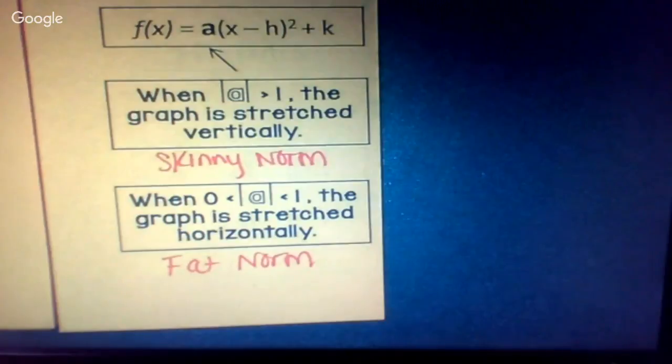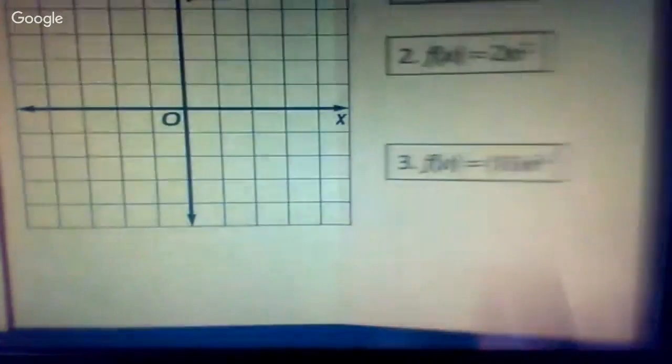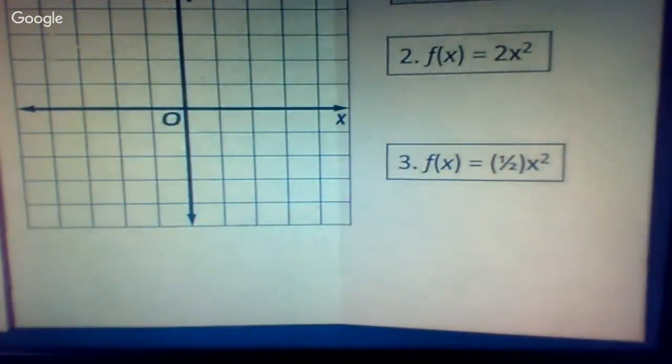Norm stands for our normal graph, and what you're doing to your normal graph. You were testing my abilities. All right, so as always, let's put our first graph up there.